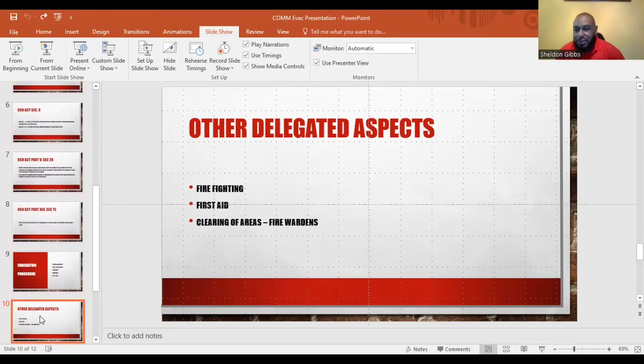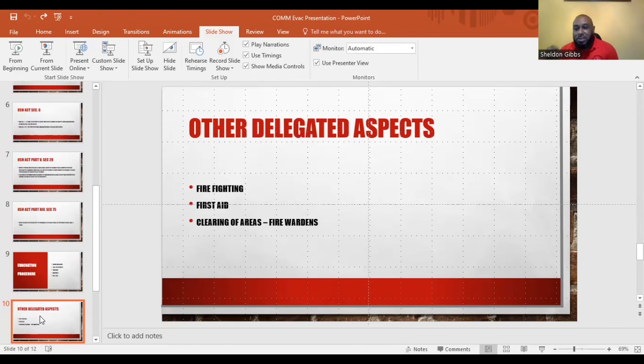Now, there are additional features that may be taking place as part of this evacuation plan. For large facilities, there may be additional delegated duties, right? There may be persons who we identify as fire wardens who will go through additional training so that persons can aid in firefighting, they can aid in first aid operations, or they can aid in clearing specific areas of the facility to ensure that no one was left behind, right?